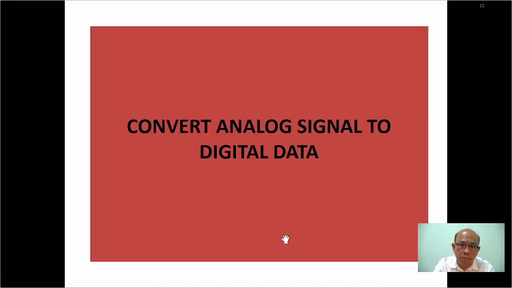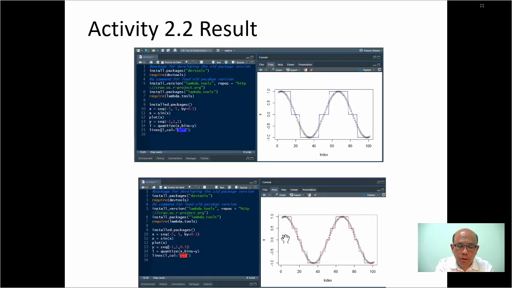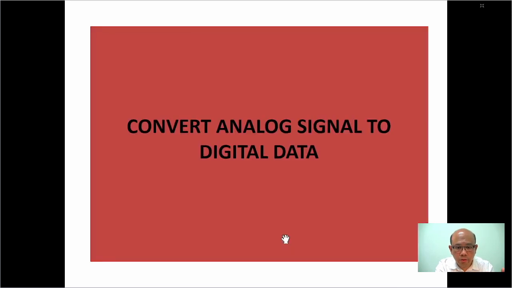Now we will convert analog signal to the digital signal. From the last topics, I showed you how to do the simulation by writing in R programming to convert from analog signal to the digital signal. Now I show you the theory of how to convert the analog signal to digital signal by sampling.